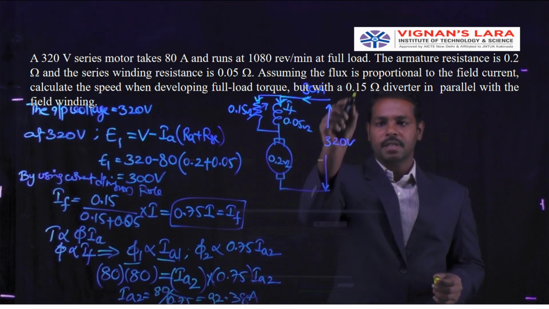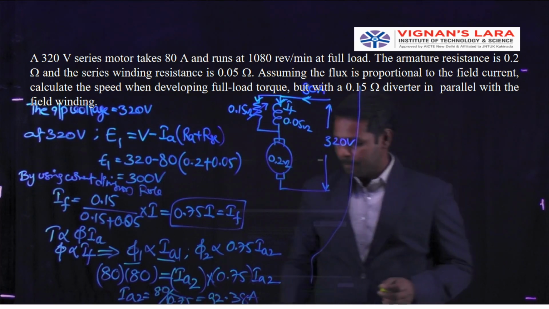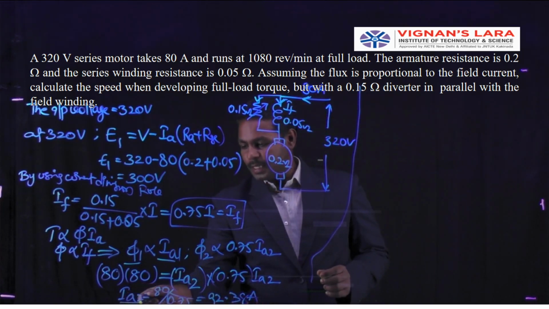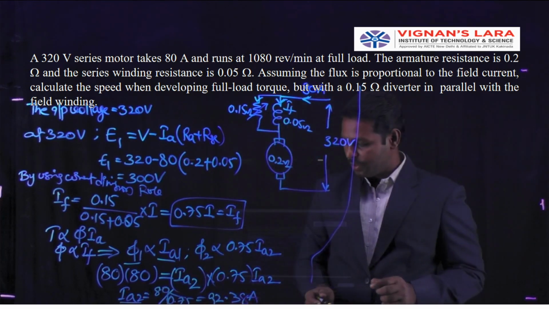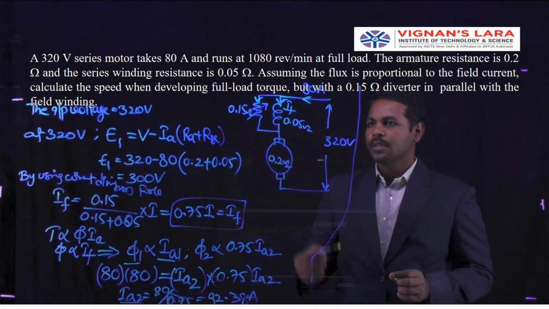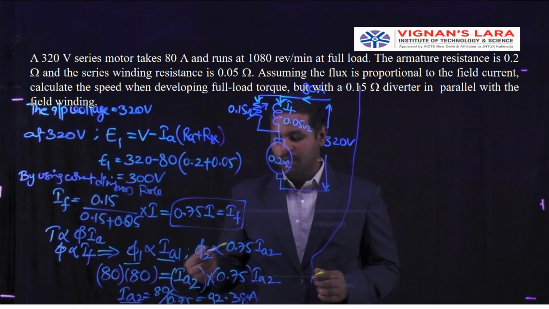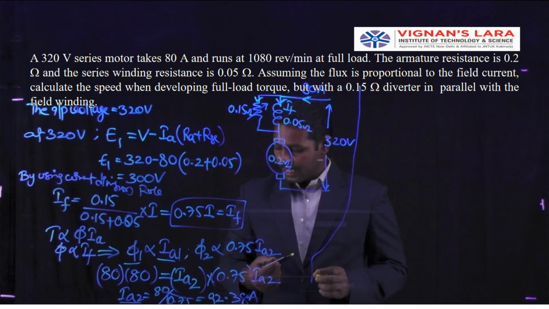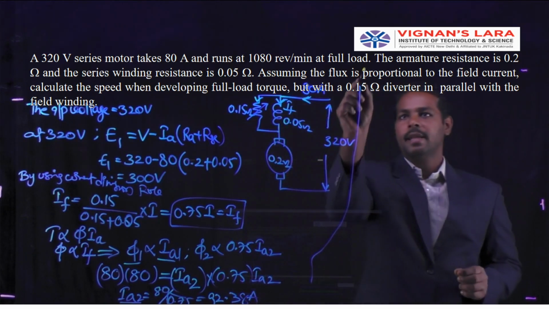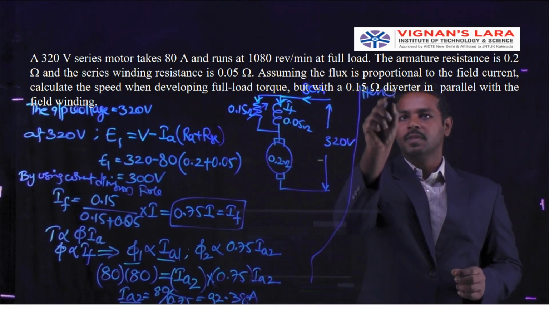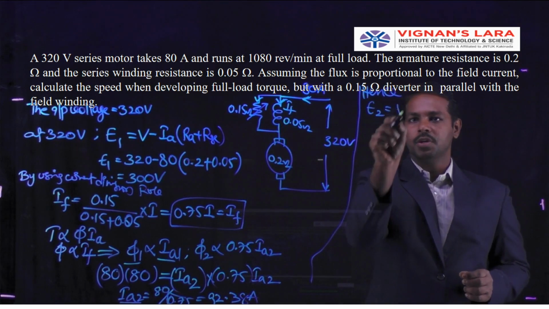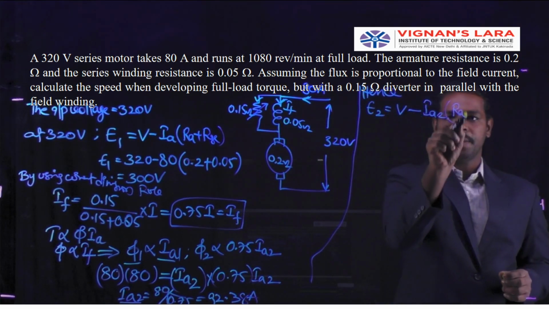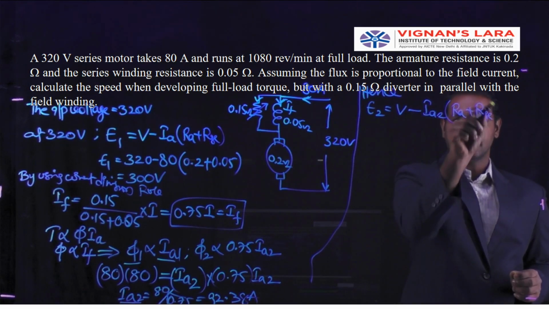92.38 amperes. So this is the first condition. That means we can find out the armature current Ia2 value. So in this, the total induced EMF is to be calculated. Hence, E2 is equal to V minus Ia2 of (Ra plus Rse).